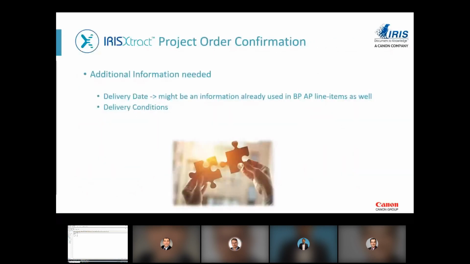When investigating further, we are in our example at the point where the customization will most probably only be about some additional information we need in addition to the standard of the business process pack accounts payable. It is about the delivery date, which might even already be used in accounts payable, but most probably differently. And it's about the question of how to handle the delivery conditions.